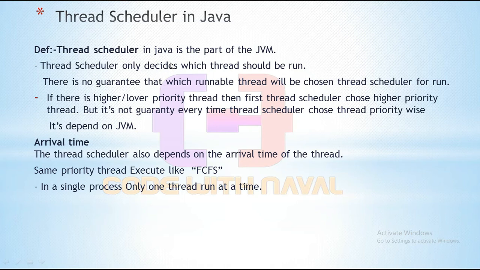Then we have arrival time. The thread scheduler also depends on the arrival time of the thread. If we have 10 threads and all 10 threads have the same priority, then the thread scheduler executes them on a first come first serve basis. In a single processor, only a single thread can run at a time.